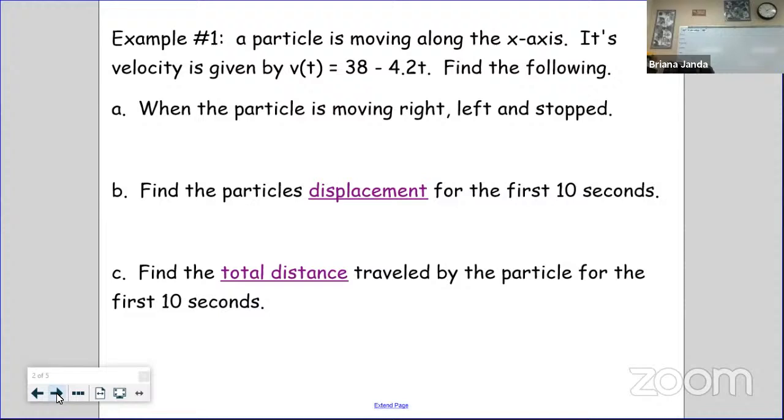So first example says a particle is moving along the x-axis. Its velocity is given by v of t equals 38 minus 4.2t. Find the following. When is the particle moving right, left, and stopped?